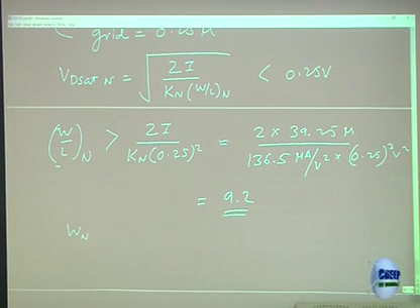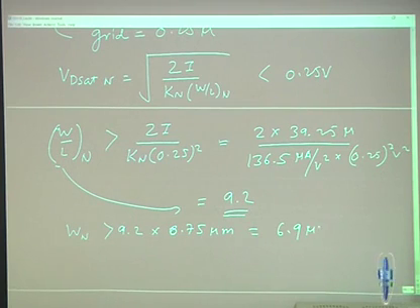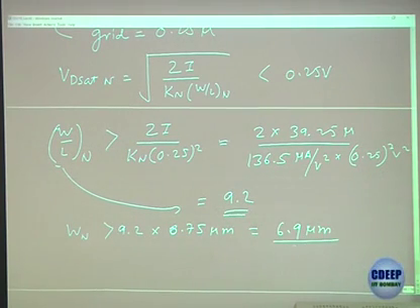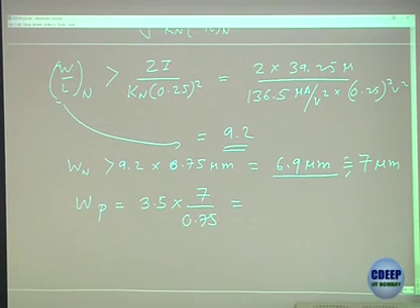So W of N should be greater than 9.2 times 0.75 microns. This is W by L, so you multiply by the channel length, and this will become 6.9 microns. So what do we do? Round it up, and this becomes 7 microns. Then you can get W of PMOS, which is equal to 3.5 times 7 divided by 0.75 and times 1.5, which is equal to 49 microns.